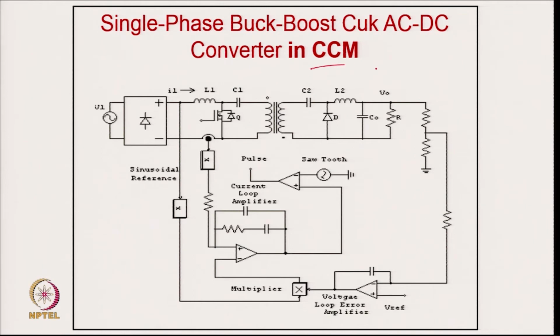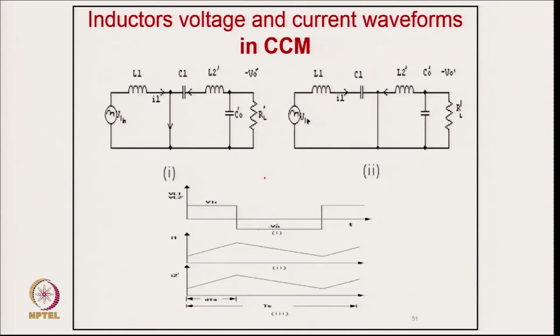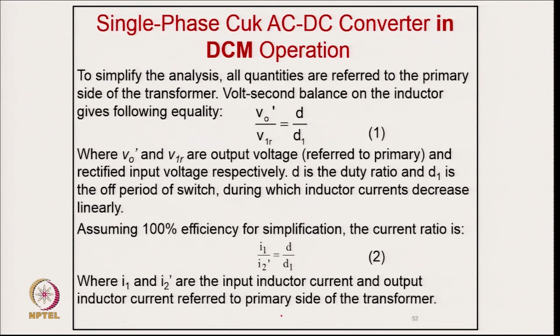For continuous conduction mode of this converter, again you have an outer voltage loop, where you sense the voltage to take the amplitude. You take the phase and sense this current, and then compare the error with the sawtooth, which gives the gating signal to this device. So, this is in CCM, and there are only 2 modes in CCM: device conducting and diode conducting. Here the solid state device, MOSFET or IGBT, is conducting; here the diode is conducting. To simplify the analysis, the quantities are referred to the primary side of the transformer.